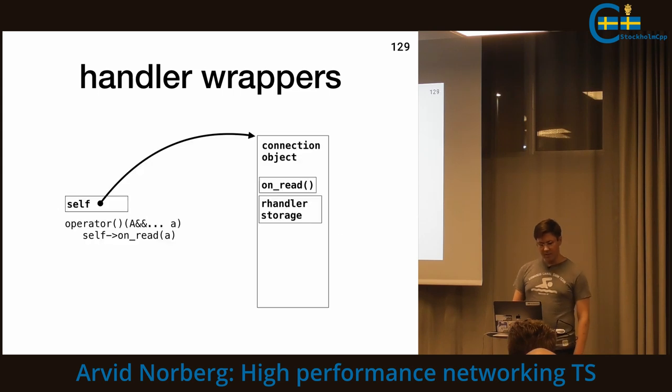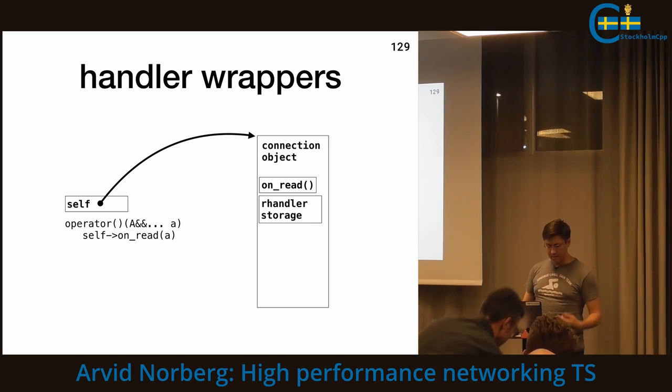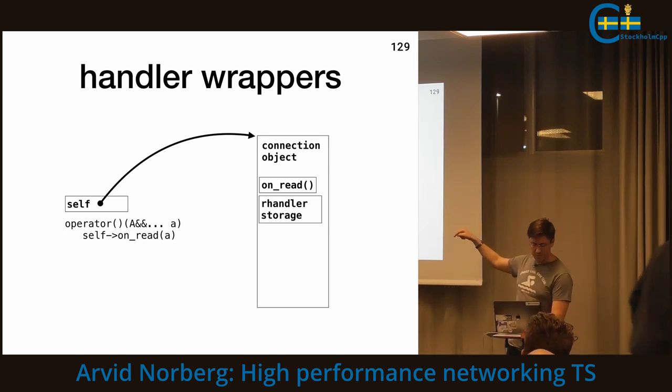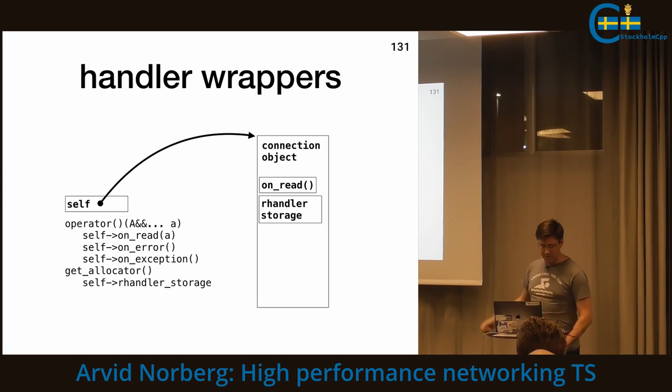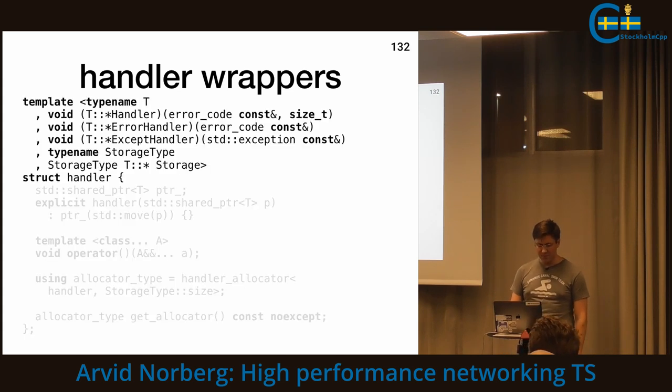So we could do something like our handler just contains a shared pointer to ourselves. And then in our call operator, we just call onRead. And we just call onError, onException, on self. And in the get allocator function, we just call self's handler storage, because there's going to be a handler storage also. But how do we do this? Well, you use templates, of course.